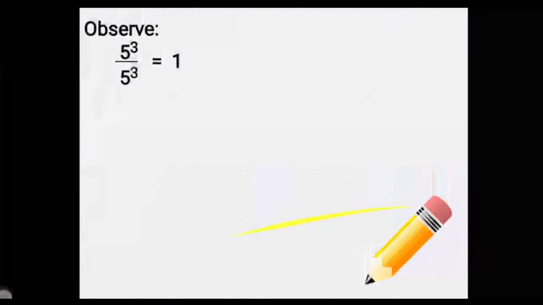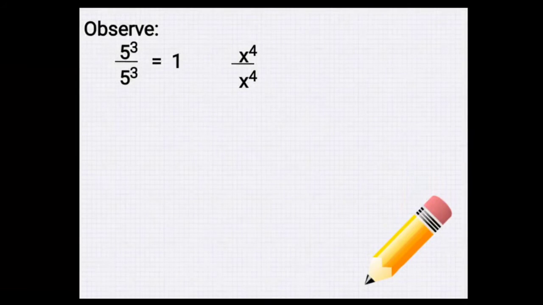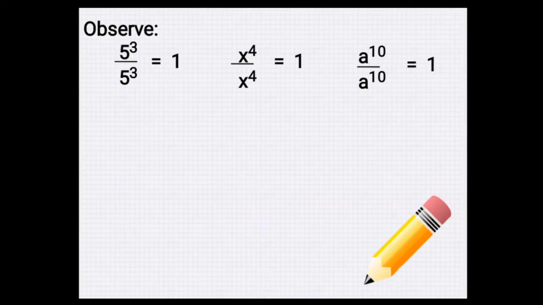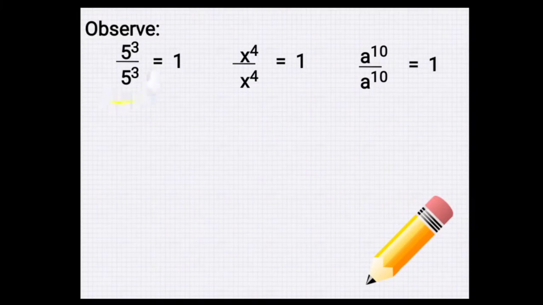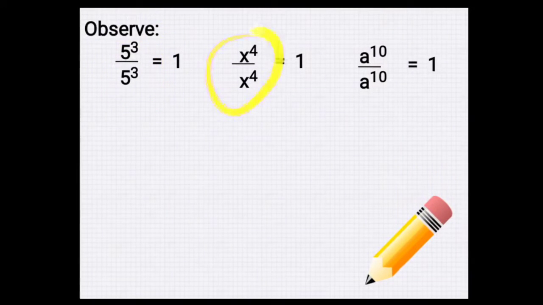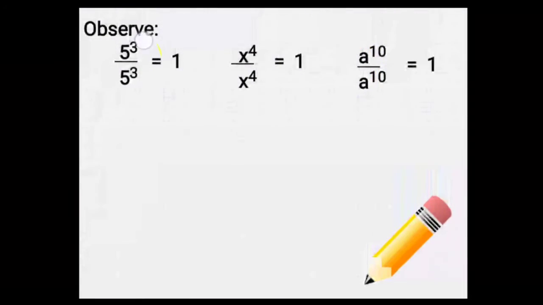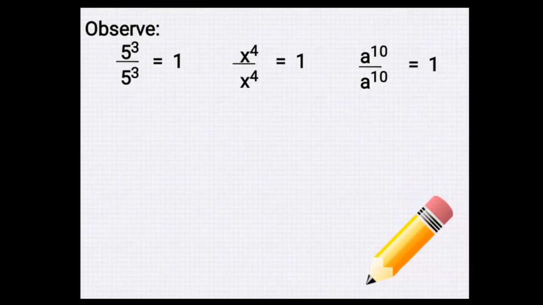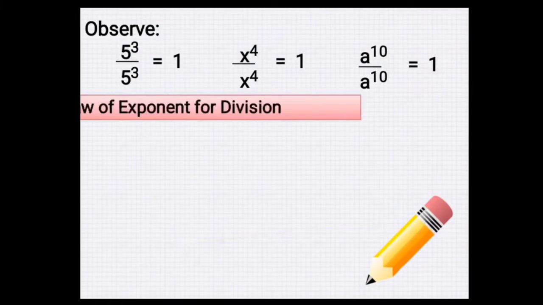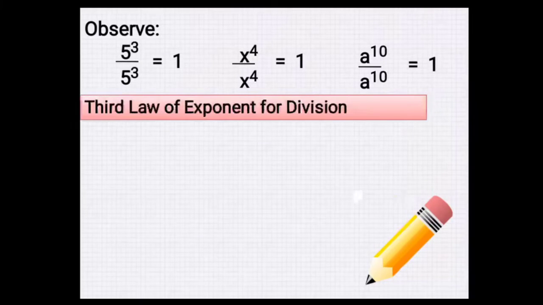Now, let's observe the following expressions. 5 cubed divided by 5 cubed, that is equal to 1. x to the 4th divided by x to the 4th, that is equal to 1. a to the 10th power divided by a to the 10th power, that is equal to 1. What have you noticed? The expressions have the same bases, and they also have the same exponents. In that case, your answer should be equal to 1. Okay? Let's see the third law of exponent for division.